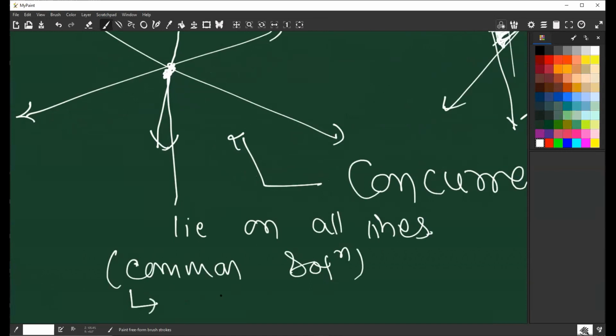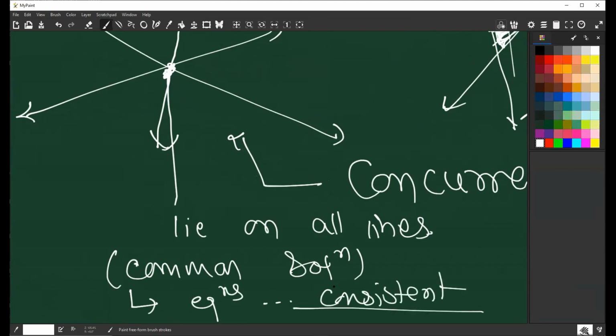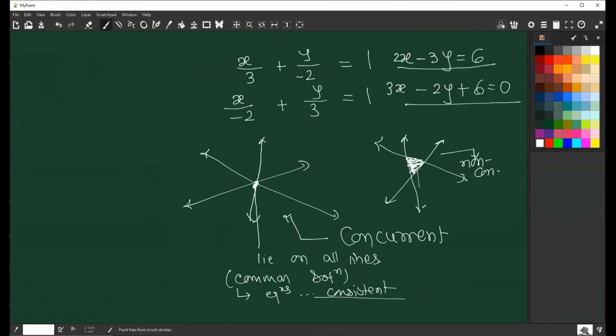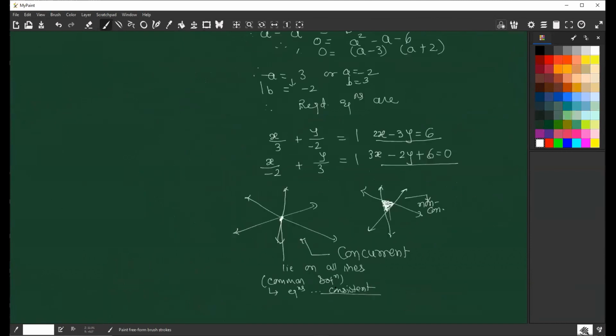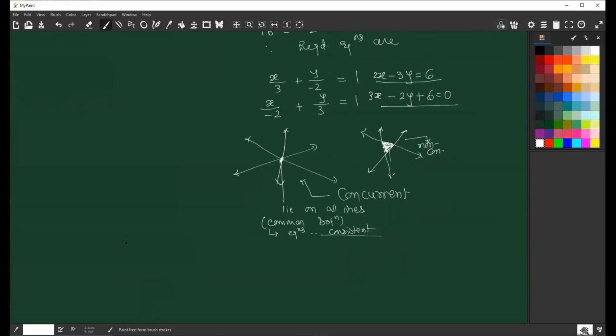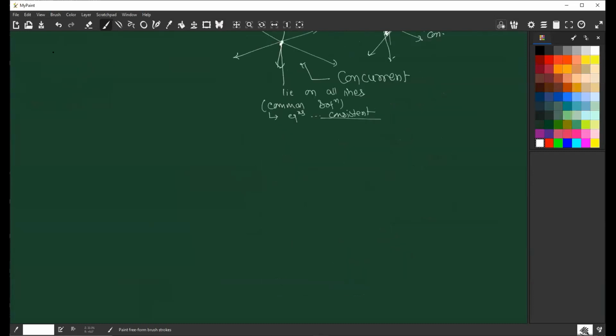So such equations are called consistent equations. Lines are called concurrent lines. They have a common solution. अगर तुम लोगों को determinant होता तो I would have shown you the, yes, somebody knows it, very good. Yes, absolutely right. Just for your knowledge, I am telling you because you will learn it soon.